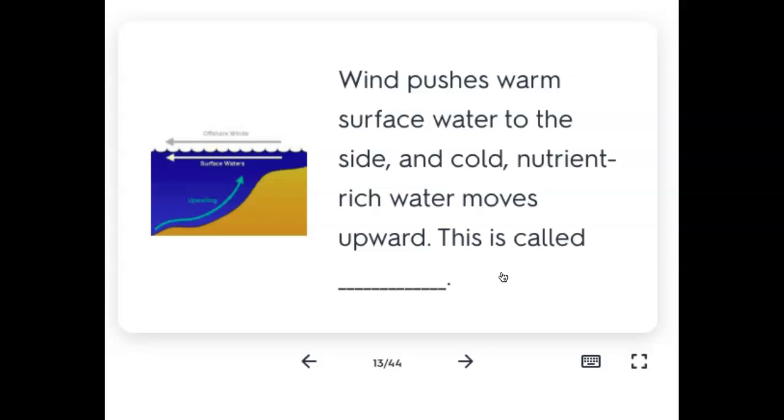Upwelling occurs when wind pushes warm surface water out of the way. As the wind blows that warm surface water, which is less dense, so that's why it's up at the surface, as that water is moved out of the way, then you have cold water that moves up to take its place, and as the cold water moves upward, it's going to bring nutrients along with it. So that's going to increase fish populations in these areas because you're going to have fish swimming upward to get all the nutrients and food that has been pushed upward as well.